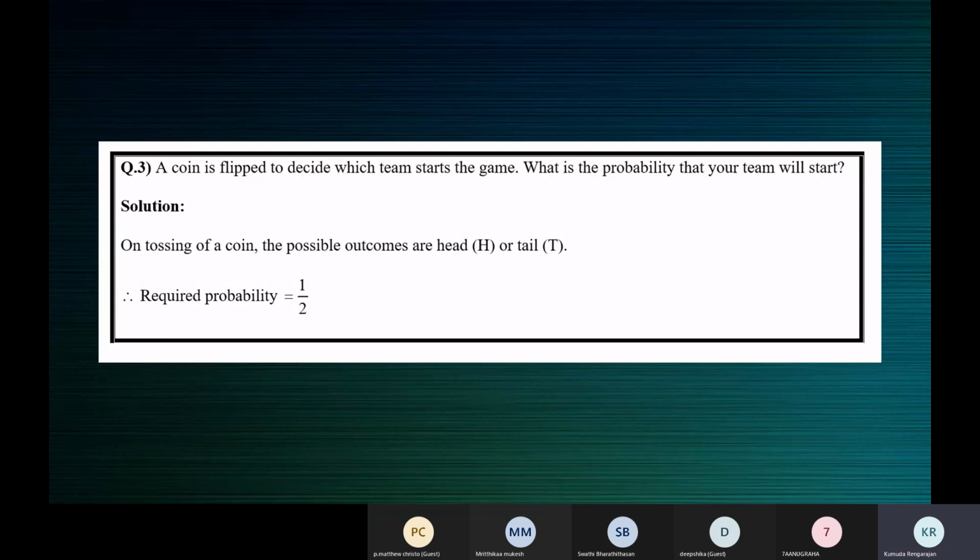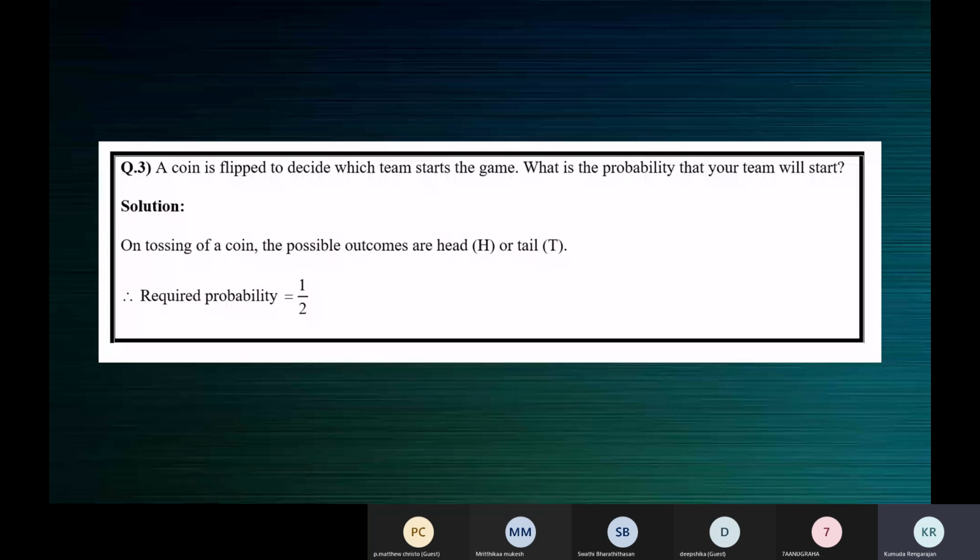So when you toss a coin, there are two possible outcomes. Either the coin will show head or it will show tail, H or T. Like in the earlier question, in the box, totally how many marbles? 6. So here totally how many outcomes? 2 outcomes. But you will get only one at a time, either H or T. So 1 out of 2.